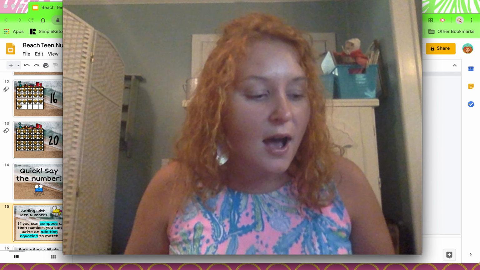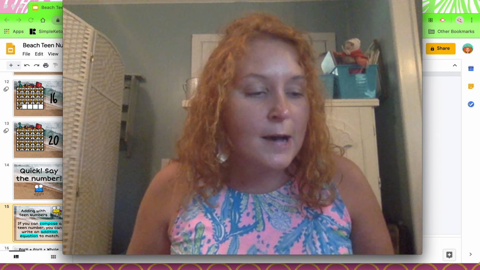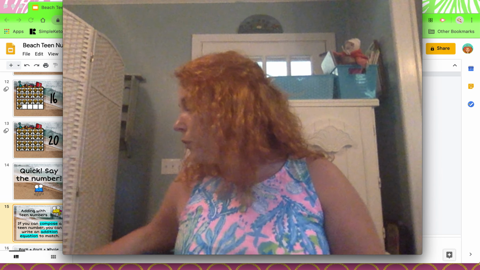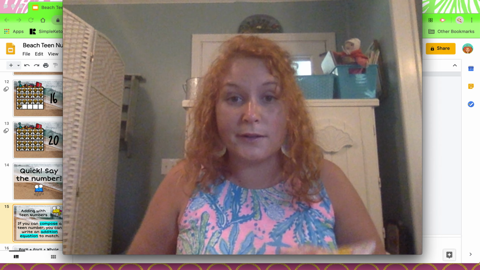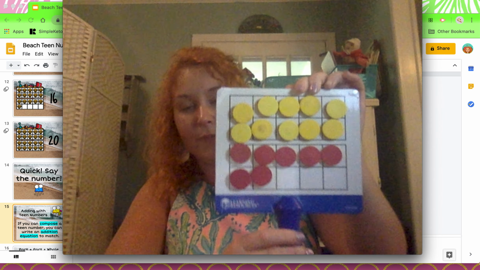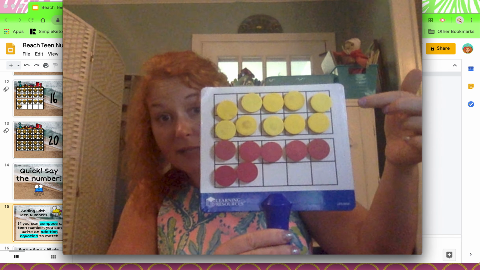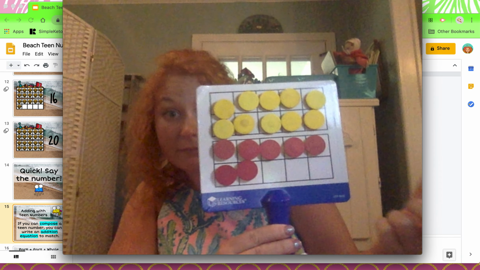I'm working on it. So we've been decomposing numbers and then putting them back together since the very first day of kindergarten. When we're working with our teen numbers, it's really not that much different. So let's go back to trusty old 17, my favorite number over here. You see you've got 10 yellow and 7 red.